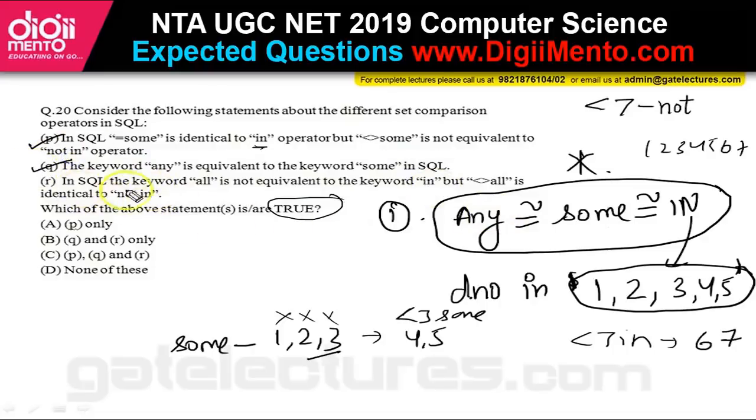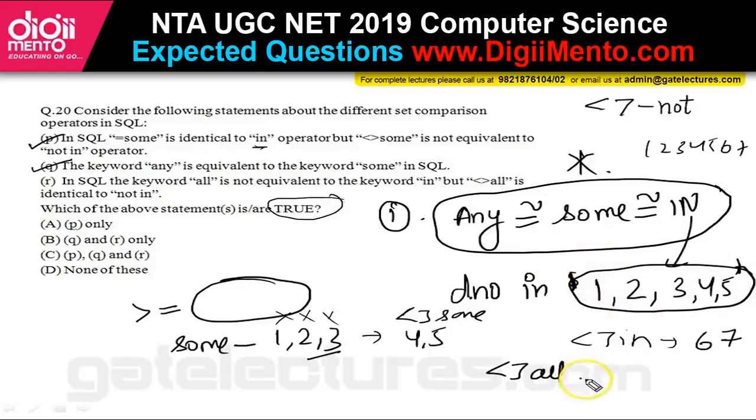So let's read the third one. In SQL the keyword all is not equivalent to the keyword in. Yes, absolutely right. In talks about a set, while with all, when I say in my subquery it should be greater than or equal to all, it means my query should match with all the values here. But not all is identical to not in. So when I define my not all, it means all the queries must not give any answer. So that will be all the values other than my queries.